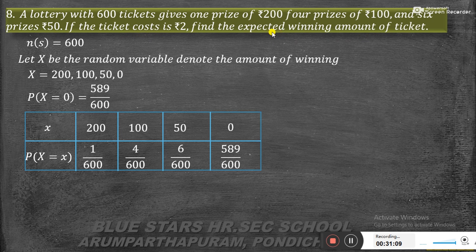Expected winning means it is a mean value; they ask about the mean value. Here there are 600 tickets, so n of S equals 600. Next, let x be the random variable denoting the amount of winning. Here x takes the values 200, 100, 50 and 0. Probability of x equal to 0 means 589 by 600.